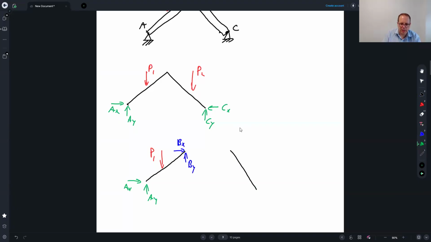And then we can do the other side. We had our support reactions, CY and CX. We have our load, P2. And then, of course, we have our pin reactions here, right? So we just have to make sure that we do them opposite. So BY was upward positive, and BX was to the right. So now it goes to the left.